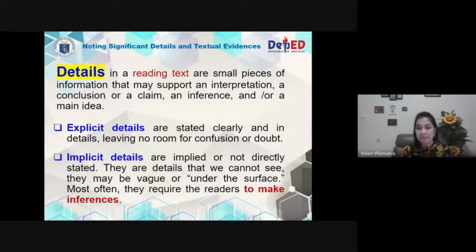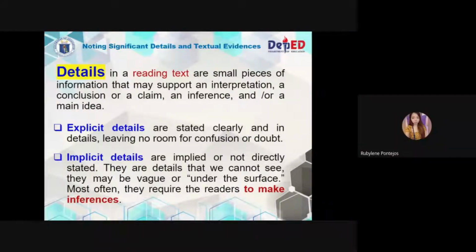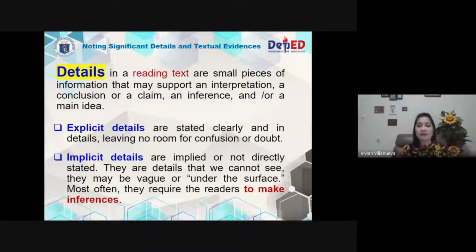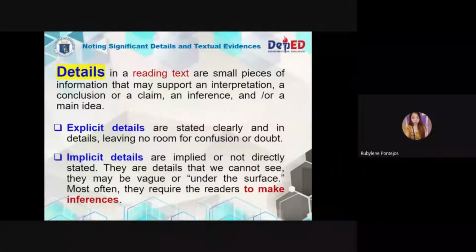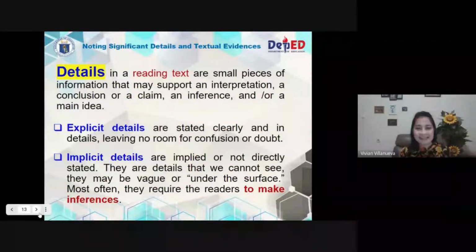Ma'am Ruby, did I really wash the dishes? Is that an explicit or implicit detail? I think, Mom, it's implicit. Why do you think it belongs to the implicit category? You're not trying to say to us that you're not really washing, but in fact, you're just faking it. Yes, very good. Thank you. It's just implied and not directly stated, right?